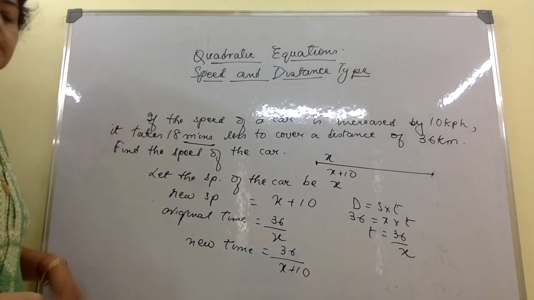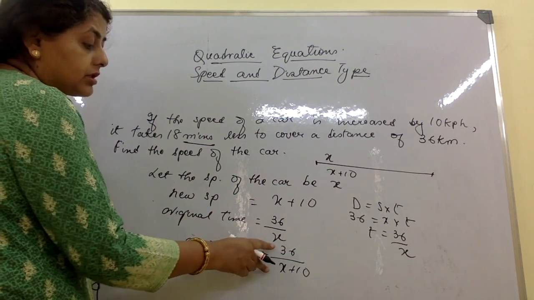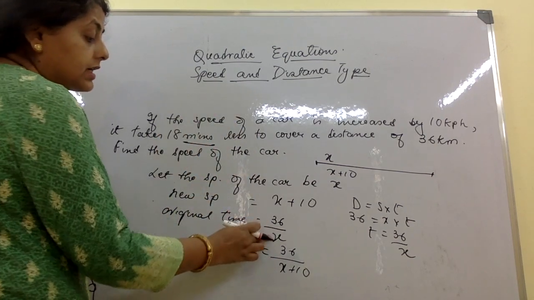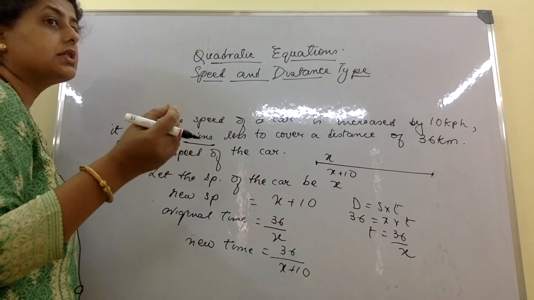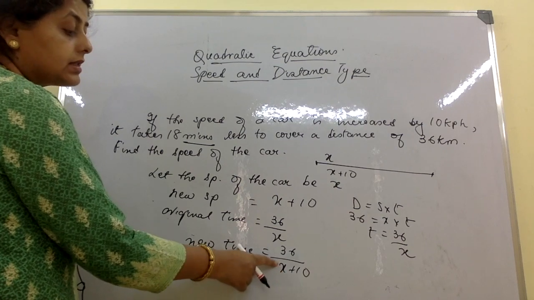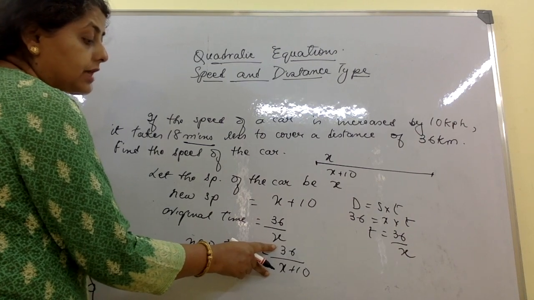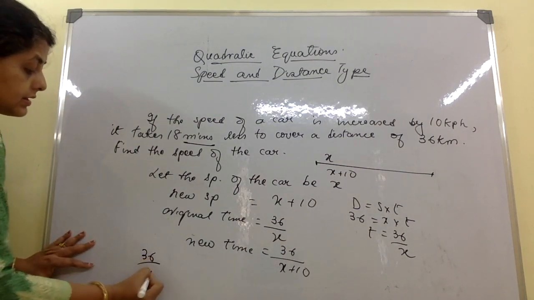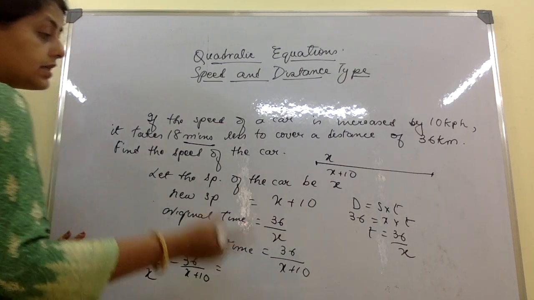Now we have to understand one thing. Look at the denominators: the numerator is the same, but the denominator is different, x plus 10. If the denominator is bigger, the number is smaller, because the same number is cut into more pieces. So the time here is definitely less. When we write the equation, 36 by x is the original time, and 36 by x plus 10 is 18 minutes less.